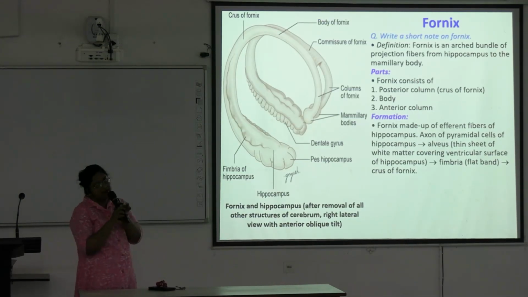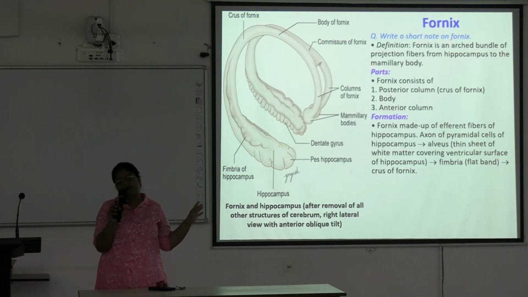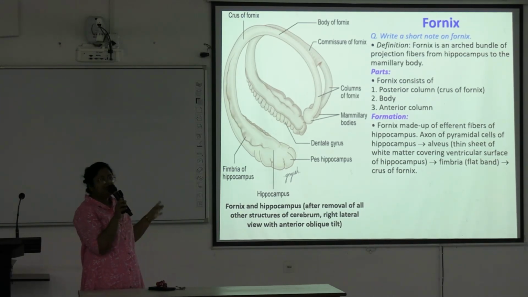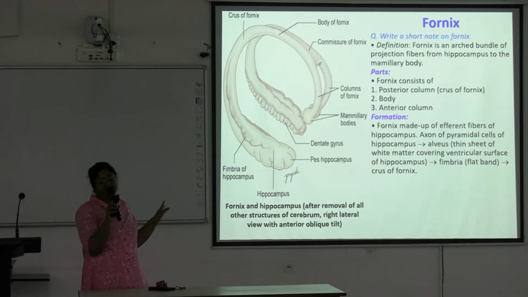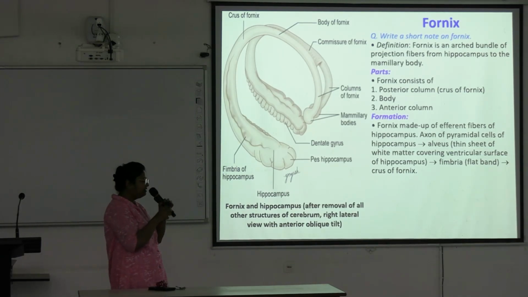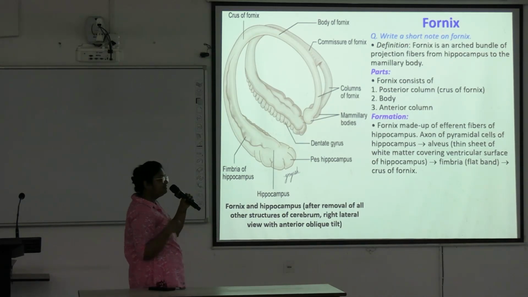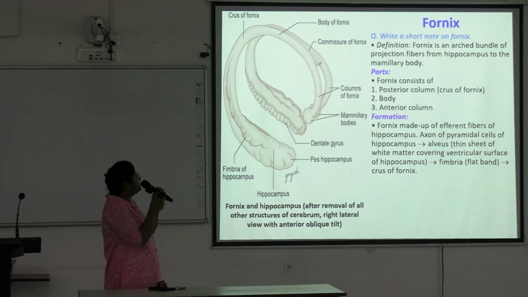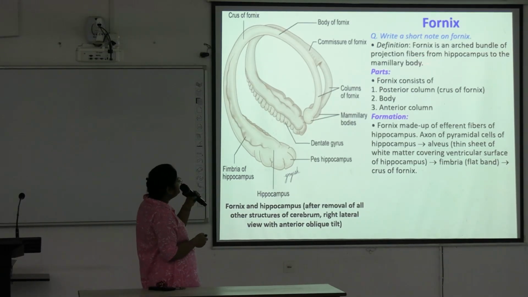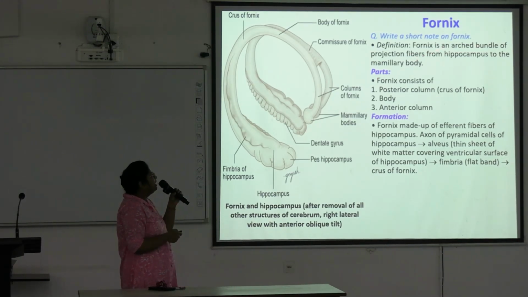Next, we have completed the internal capsule. You prepare internal capsule as a long question, and its arterial supply is also an important question. Next is fornix. Fornix is another projection fiber. Fornix is an arched bundle of projection fibers from the hippocampus to the mammillary body.